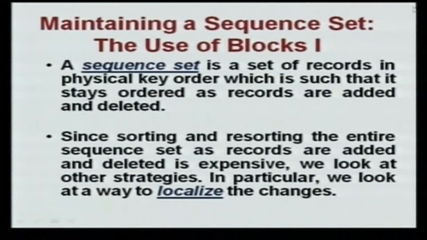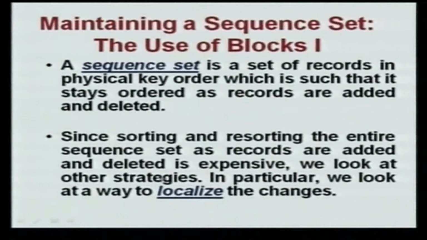Now, when you bring in a record, say for example, you have 100, 110, 120, 130 and 140 and 200 like that. Now, suppose you bring in 115, in that particular localized place you will put it in the correct place. So, it always remains sorted. So, that is the meaning of a sequence set: a set of records in physical key order which is such that it stays ordered even if you delete records or if you add records. Now, since sorting and resorting the entire sequence set as records are added and deleted is expensive, we look at other strategies. Now, this is very important.